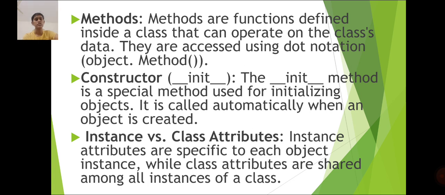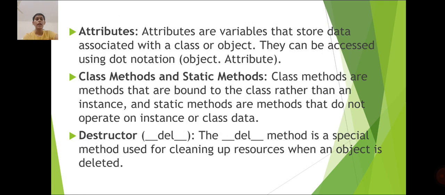Methods. Methods are functions defined inside a class and can operate on the class data, accessed using dot notation, object dot method. Constructor. The init method is a special method used to initialize the objects. It is called automatically when an object is created. Instance versus class attributes. Instance attributes are specific to each instance, while class attributes are shared among all the instances of the class. Attributes. Attributes are variables that store data associated with a class or object. They can be accessed using dot notation, object dot attribute.